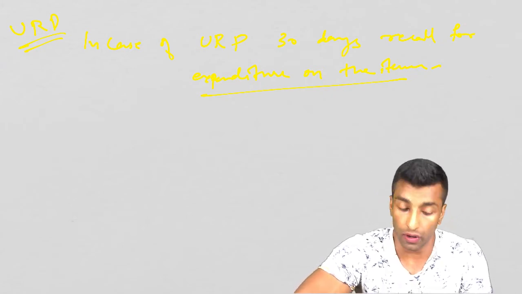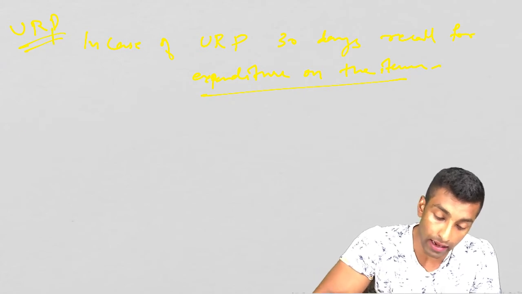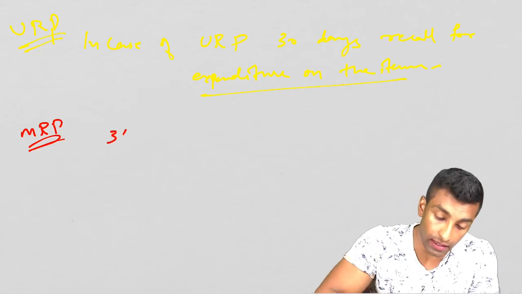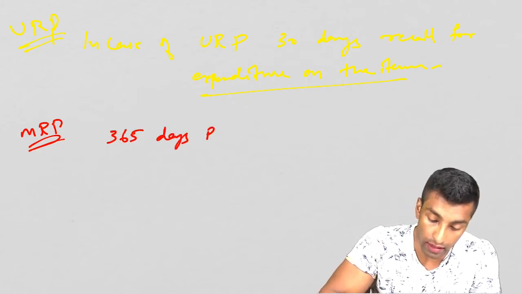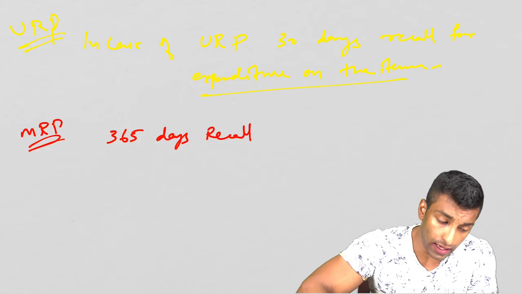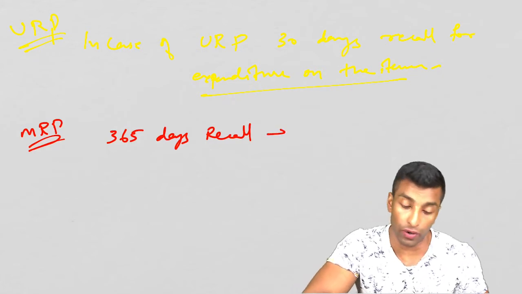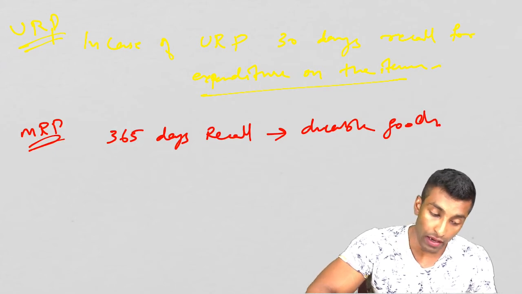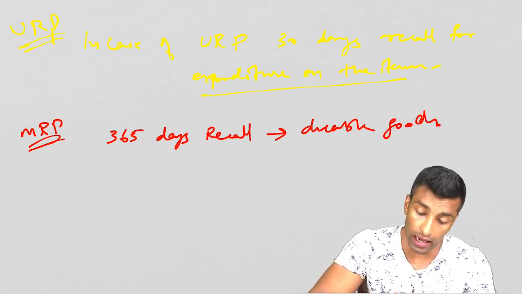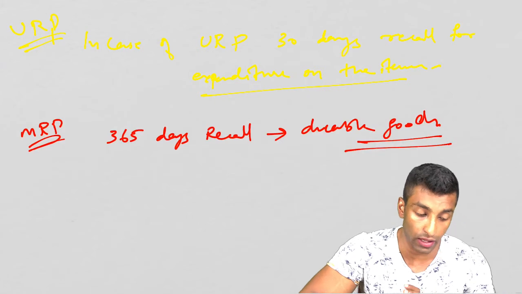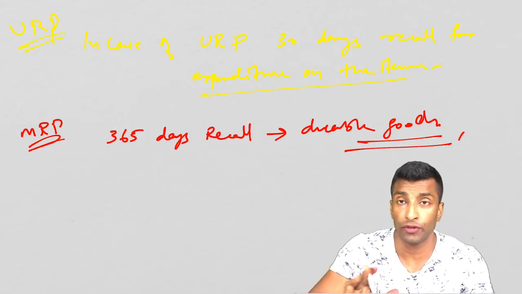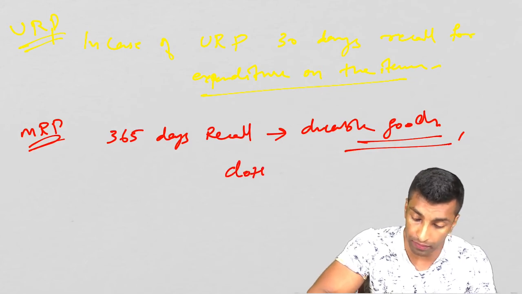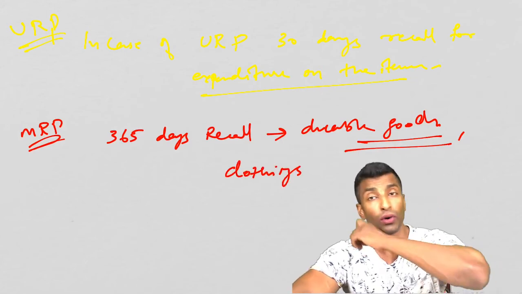So 30 days recall is what is there in case of URP, and in case of MRP, mixed recall period, there will be a recall of 365 days for certain items, for the expenditure on durable goods, like furniture, car, electronics, clothing, footwear, etc. So in durable goods, furniture, car, electronics, TV, all those things will come. Then clothing. So what I want to tell you is it is not only based on food.